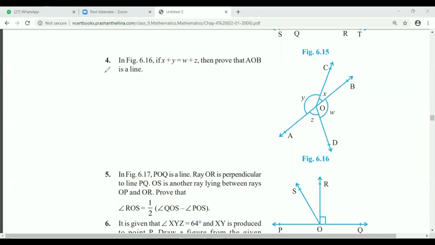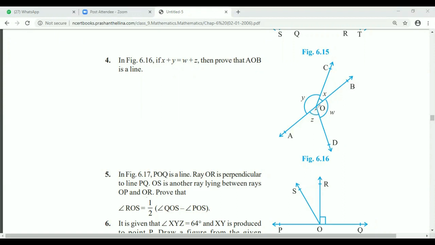Now let's come to question number 4. In chapter 16 figure, X plus Y is equal to W plus Z. Then prove that AOB is a line. We have to prove AOB is a straight line. So what are the things given? X plus Y and W plus Z have the same measurement. X plus Y is given like this, and W and Z are given like this.